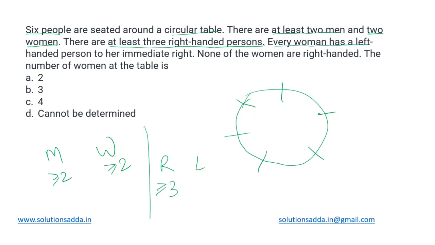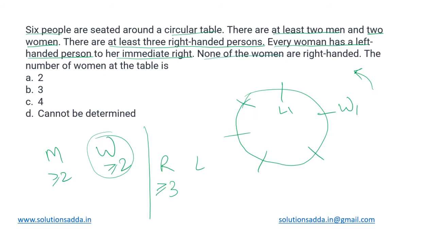Every woman has a left-handed person to her immediate right. Now, there are at least 2 women, and each of them is having a left-handed person to her immediate right. Let us say one woman, W1, is here. All of them are facing inside. So to her right, means in this particular side, there is a left-handed person, L1. And there are at least 2 women. So another woman might be sitting at some other place we are not sure about.